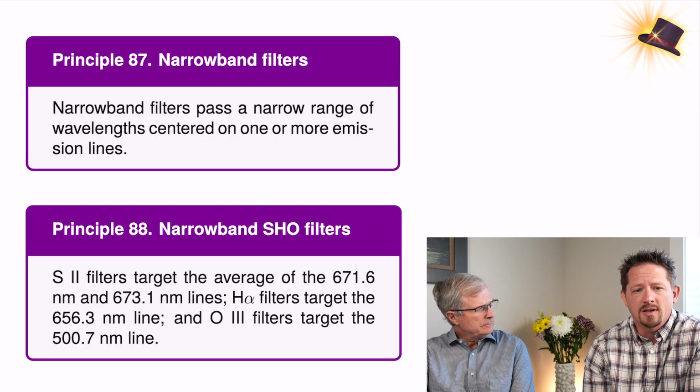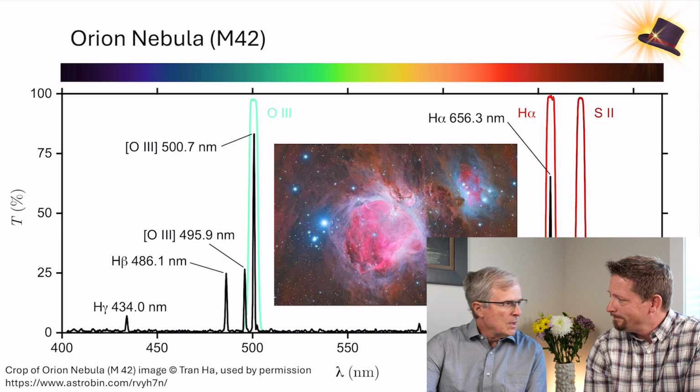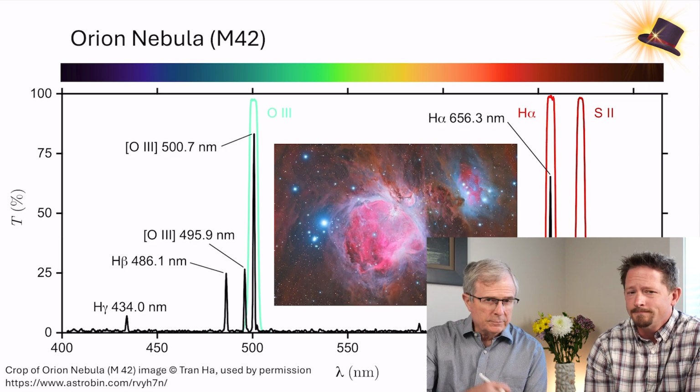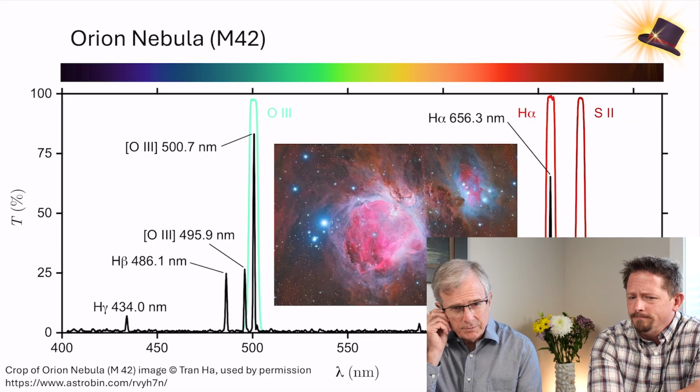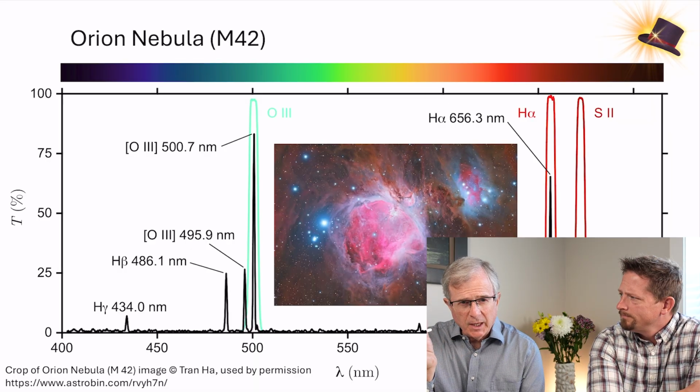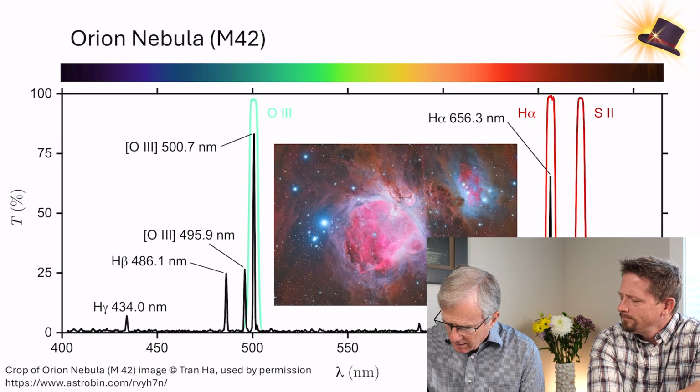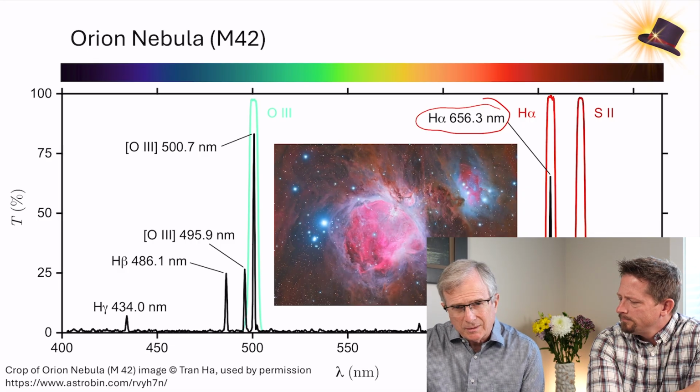Sulfur-II filters target the average of the 671.6 nanometer and 673.1 nanometer lines. Hydrogen alpha filters target the 656.3 nanometer line, and oxygen-3 filters target the 500.7 nanometer line. In chapter 4 of the book, we talk about these various lines and where they come from. Hydrogen alpha is the strongest of the hydrogen Balmer lines, and that one's targeted by the so-called hydrogen alpha filter.